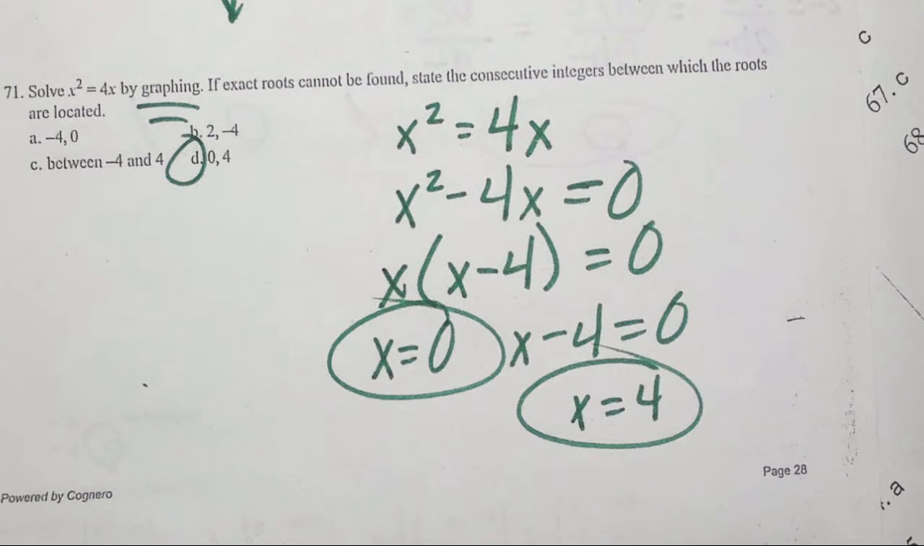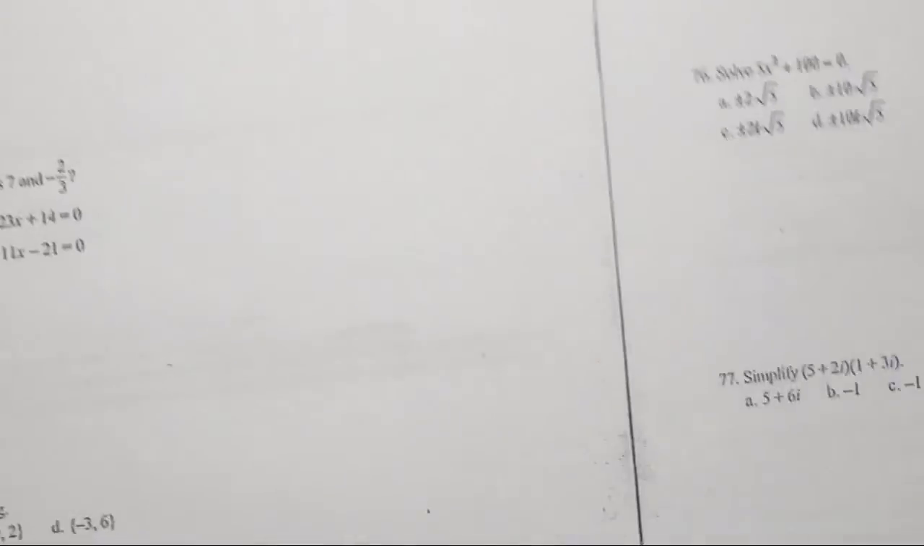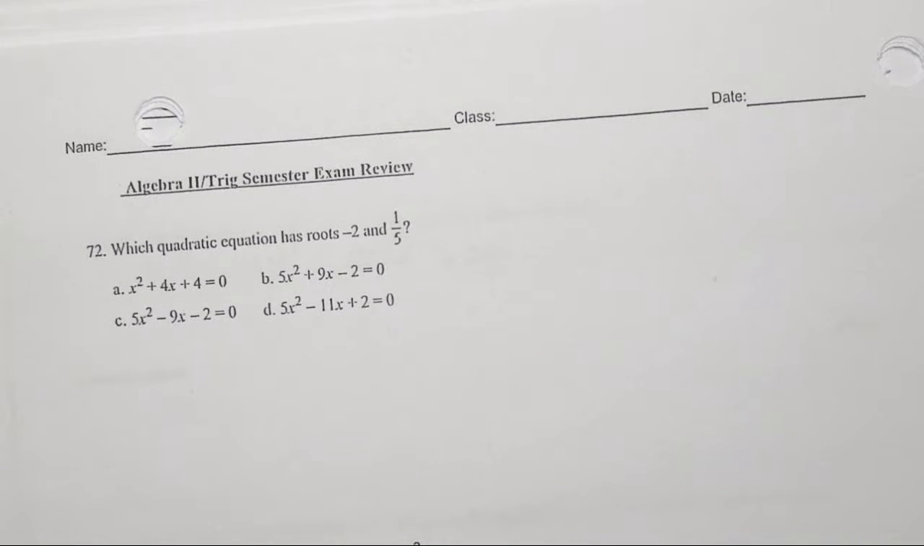Okay, these have been pretty easy today. We're moving on to our first challenging quadratic in my mind, and it is 72. And the only reason it's challenging is it looks different than the form we've been seeing in it. 72 says, which quadratic equation has roots of -2 and 1/5?